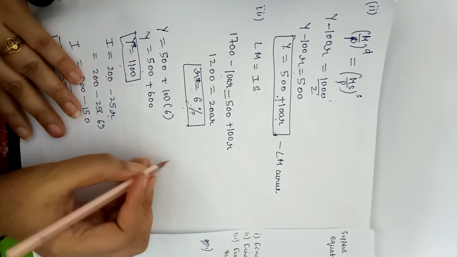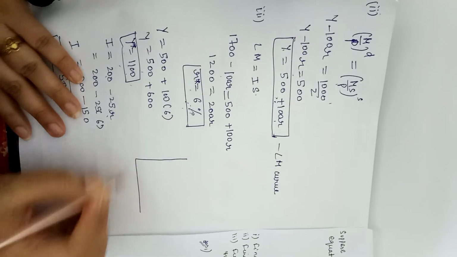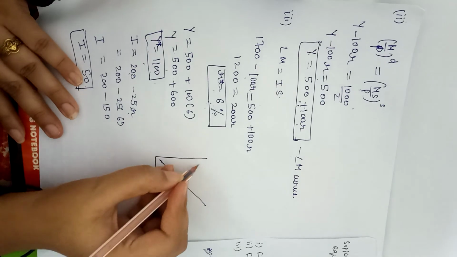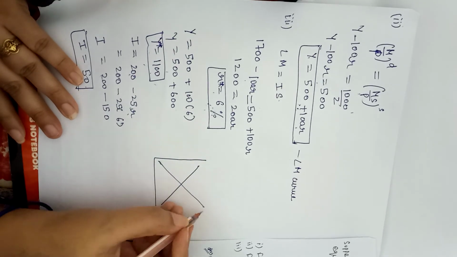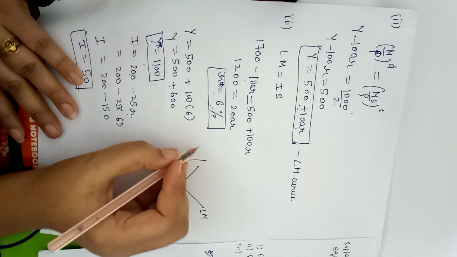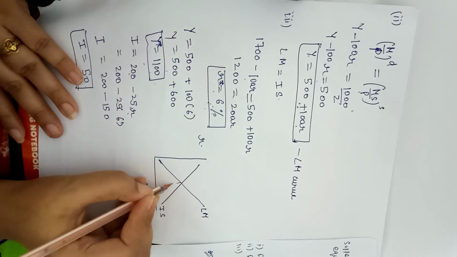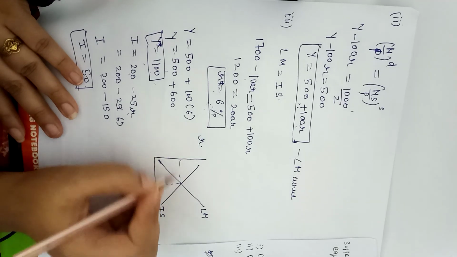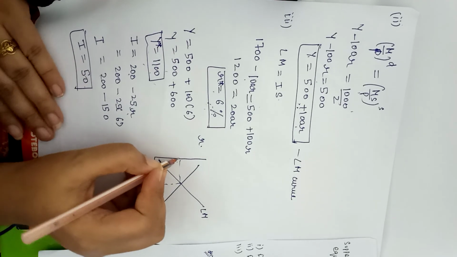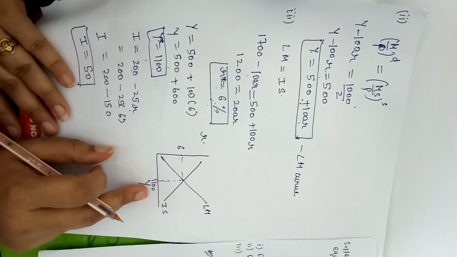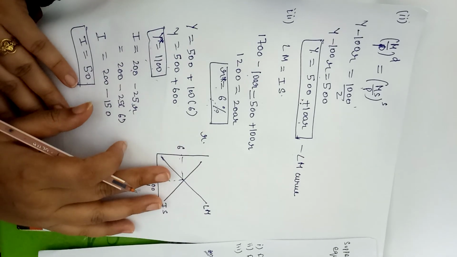Now I will just show you the shape of the IS curve. The IS curve is like this, the LM curve is like this. This is LM and this is the IS curve. Here we will take output and here we will take rate of interest. So this is the equilibrium output, which is 1100 here, and this is the R, which is 6%. So this shows with the help of a numerical how we have calculated this.